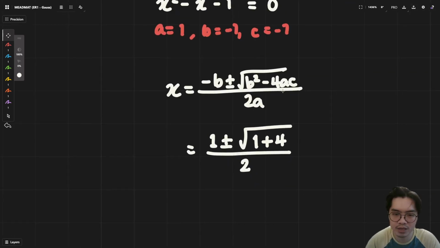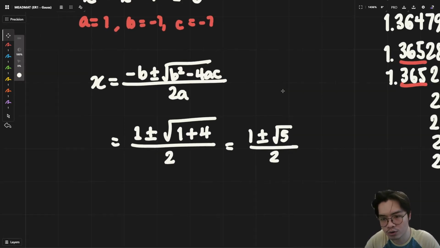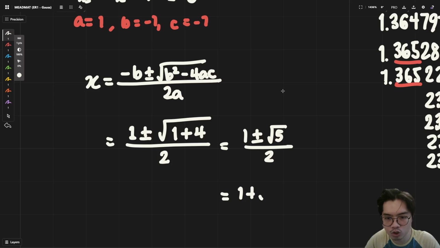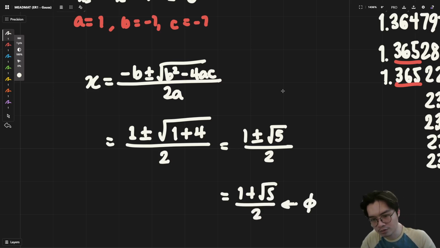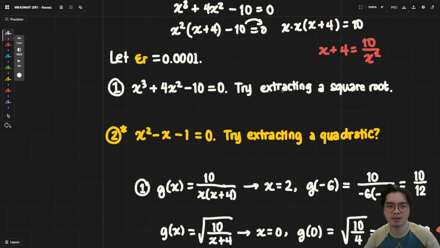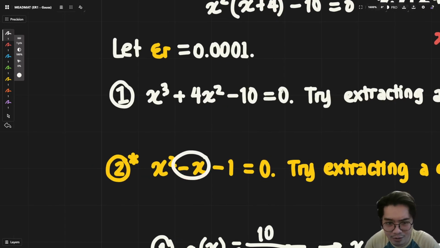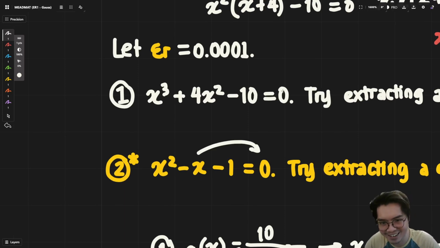In this case, this will be 1 plus minus square root of 5 over 2, wherein 1 plus square root of 5 over 2 is what you call your golden ratio. This is your phi, right? So maybe we want to get to that, but how will we do it, right? The thing about this again is that you're going to try extracting quadratic. Like, your x is already here, why not just put it there, right? So maybe let's try doing that, right?